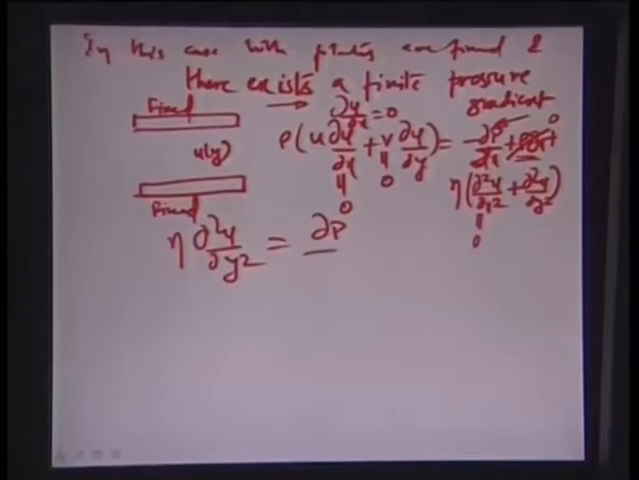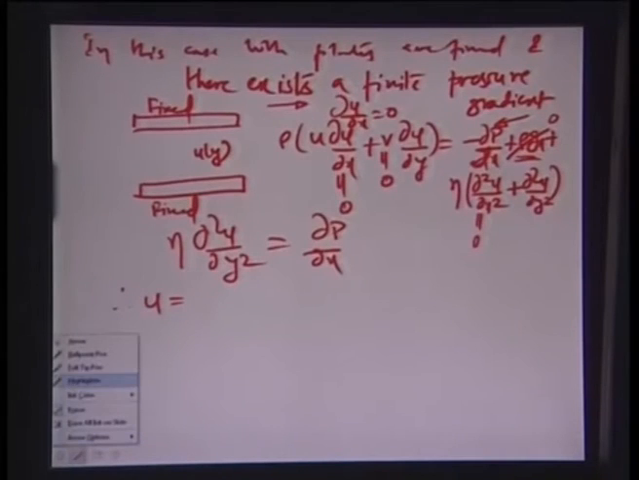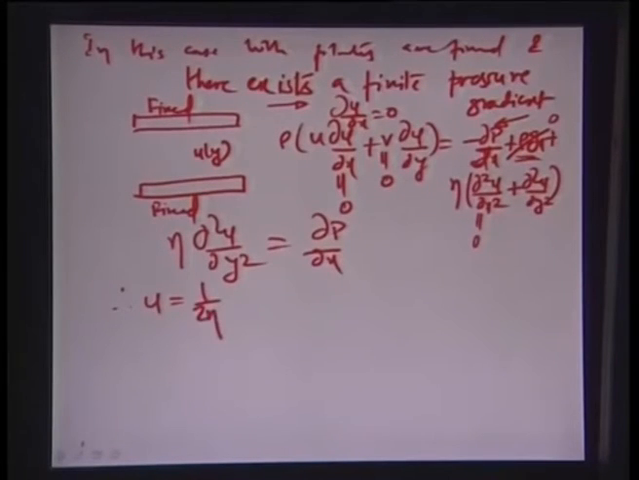So in this case the equation takes the form eta del 2u by del y2 is equal to del p by del x, okay, the pressure gradient. So there is a finite pressure gradient in this particular case. If we solve this equation, we are left with the solution for u, which is equal to 1 by 2 eta del p by del x, the pressure gradient, times y square plus some constant c1 times y plus c2.